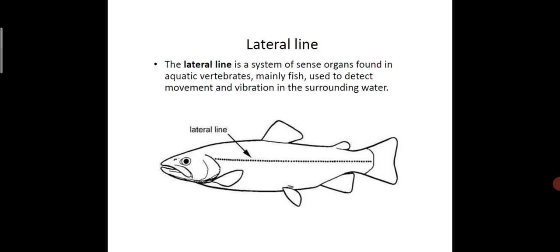So let us see the lateral line. The lateral line is a system of sense organs found in aquatic vertebrates, especially in sharks, used to detect movements and vibrations in the surrounding water. Whenever we take a shark and look at it, some kind of line will be there. You can see a line like appearance as shown in the figure, which is called the lateral line.